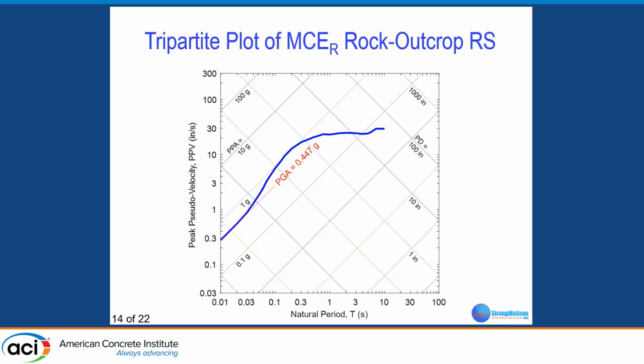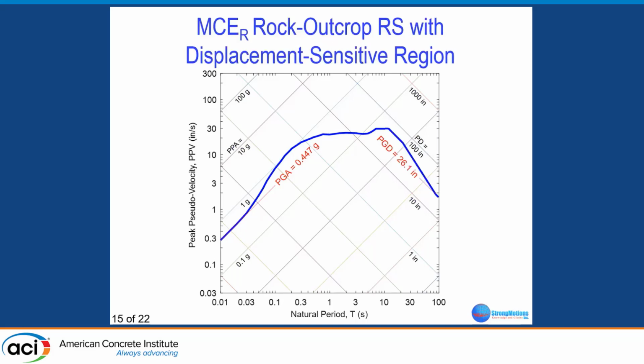And then what you see is that it is missing what is called a displacement sensitive region. It has an acceleration sensitive region and a velocity sensitive region, but it is completely missing a displacement sensitive region. So you have to add that. Once you add that, now we have a complete response spectrum, but it is still for rock-like conditions. So we know the PGA is 0.447 g, that is the maximum acceleration, and this is the maximum displacement.